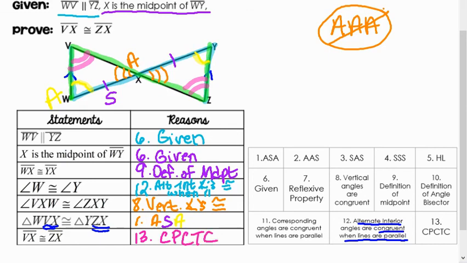Hopefully that'll give you a good start into proving triangle congruence. We'll do more practice together, so bring your questions to class.